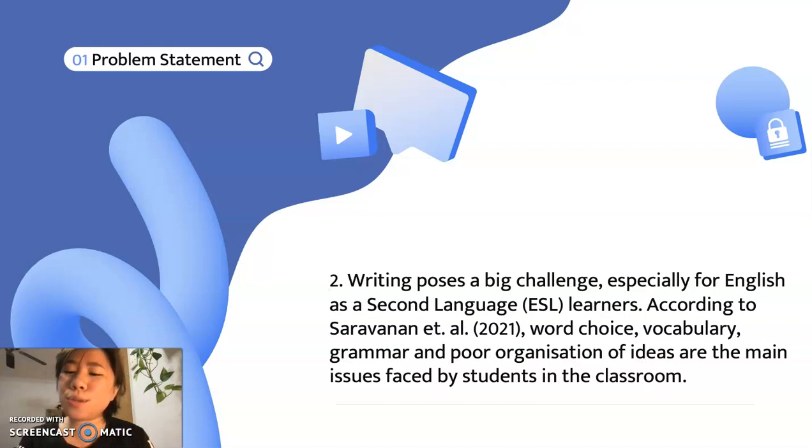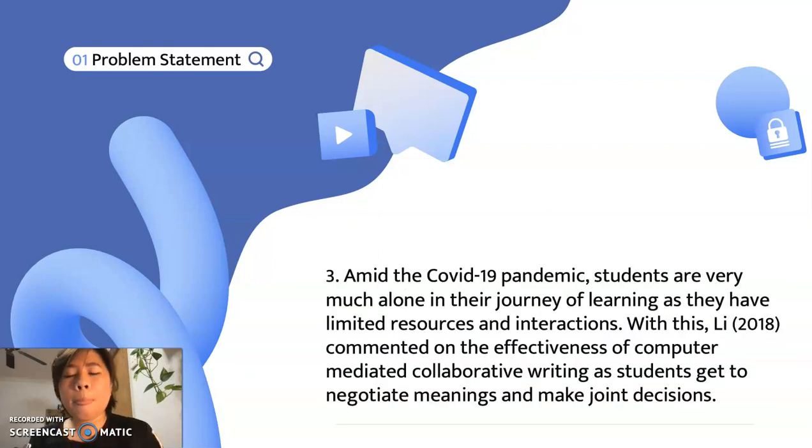Second problem is to do with writing. Writing poses a big challenge, especially for ESL learners. According to Sarah Vanan et al. 2021, word choice, vocabulary, grammar, and poor organization of ideas are the main issues faced by students in the classroom. So students have been struggling with writing for quite some time.